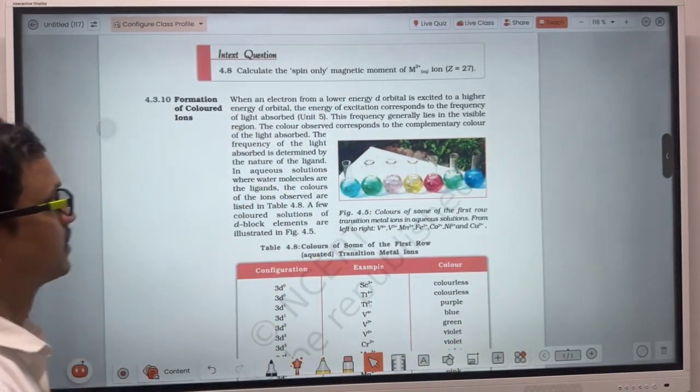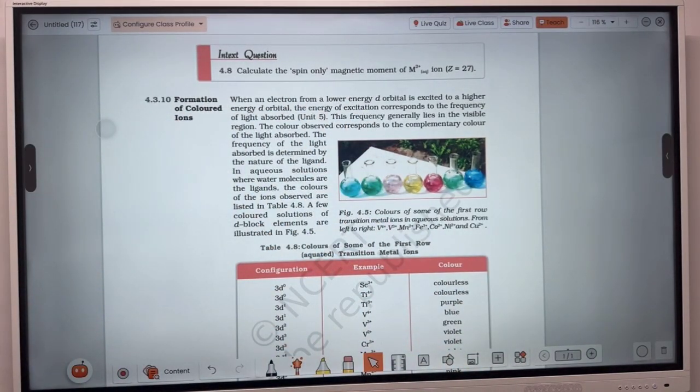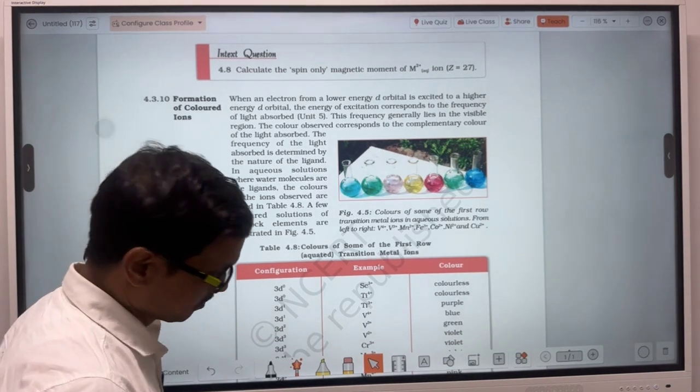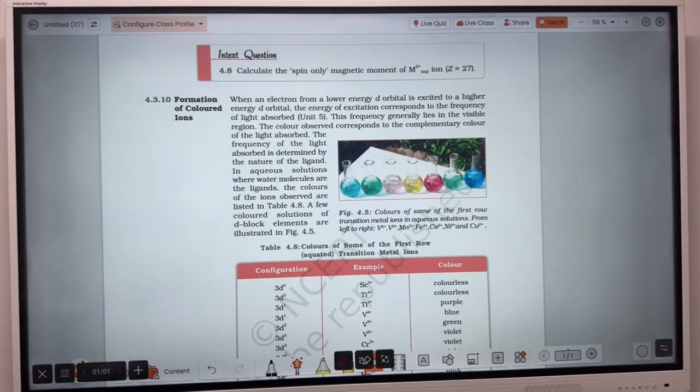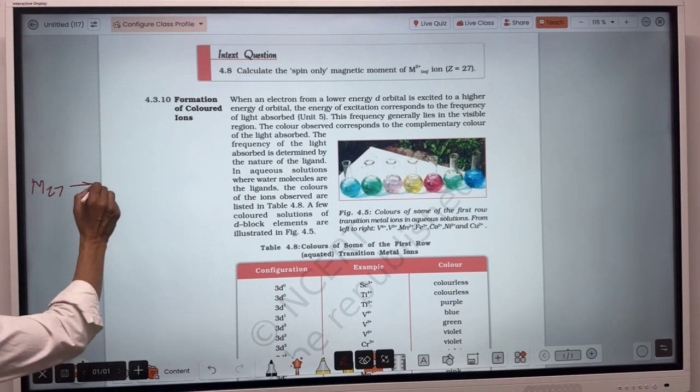Now the same here: calculate the spin only magnetic moment of M2 plus ion, Z equal to 27. You can do it very easily, but listen here, I shall not do the whole calculation. The atomic number is 27, which is actually cobalt. Let's see. If you don't know, then write the electronic configuration for atomic number 27.